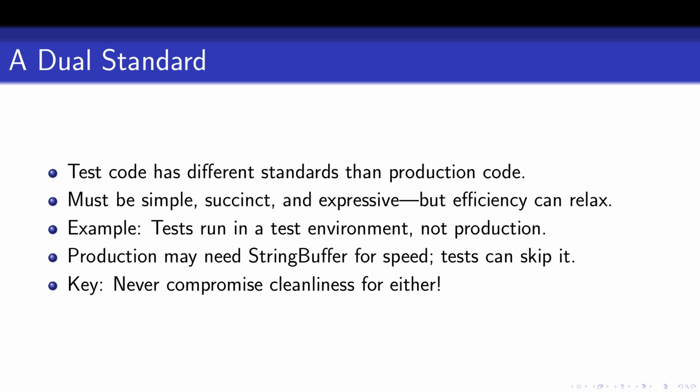Now let's talk about a dual standard. Test code isn't production code, and that's okay. Both need to be simple, succinct, and expressive, but tests can chill on efficiency since they run in a test environment, not the real deal. Production might demand a string buffer for speed. Tests can skip that fuss and keep it basic. The catch: cleanliness isn't negotiable, skimp on that, and you're sunk no matter the context.